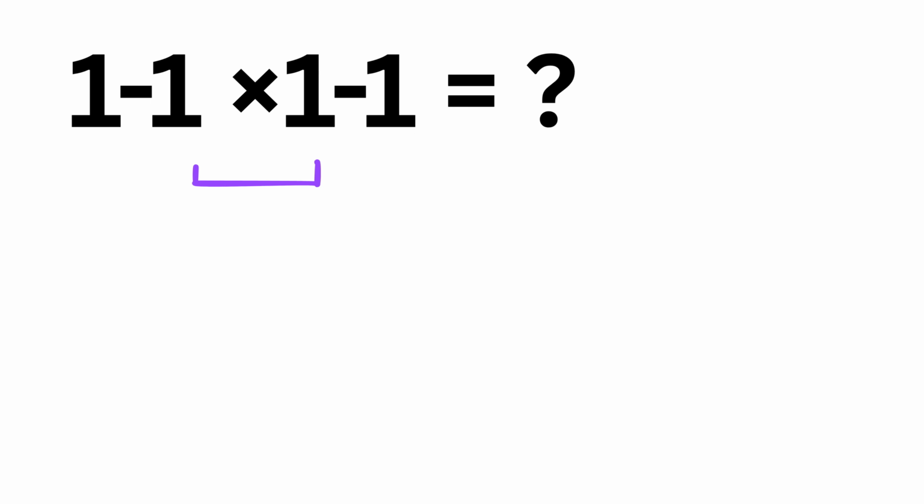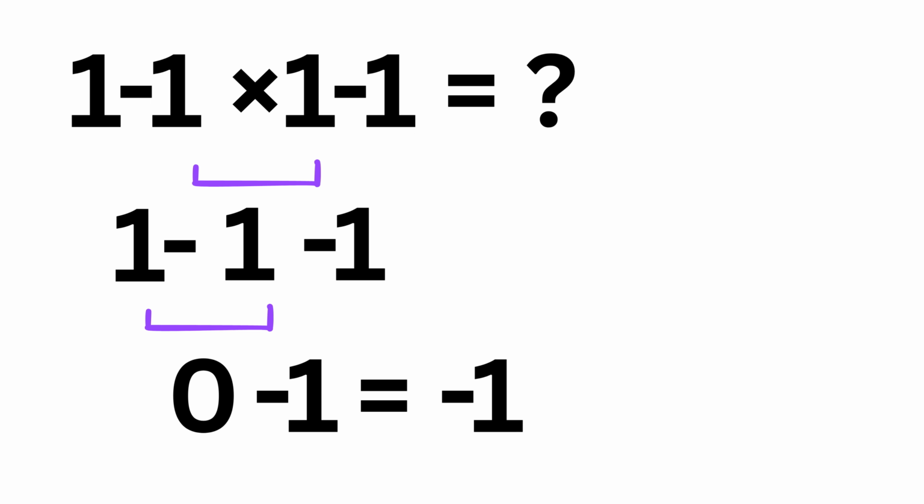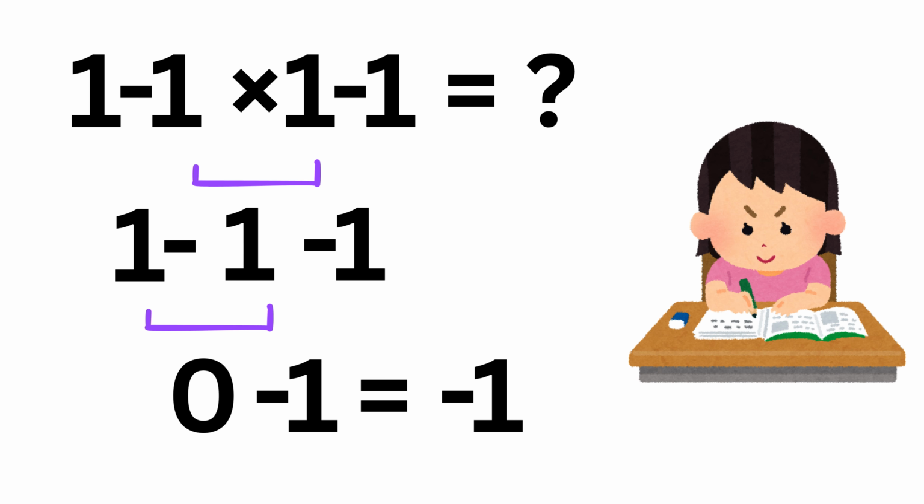1 times 1 gives us 1. So we have 1 minus 1 minus 1. Here we work from left to right. 1 minus 1 gives us 0, and 0 minus 1 gives us minus 1. And this is our final answer to this problem. The correct answer is minus 1.